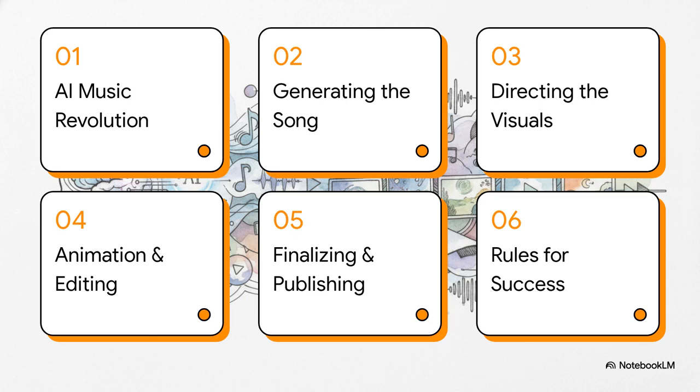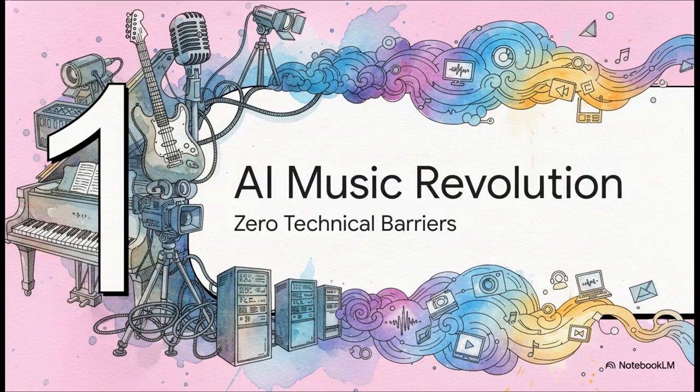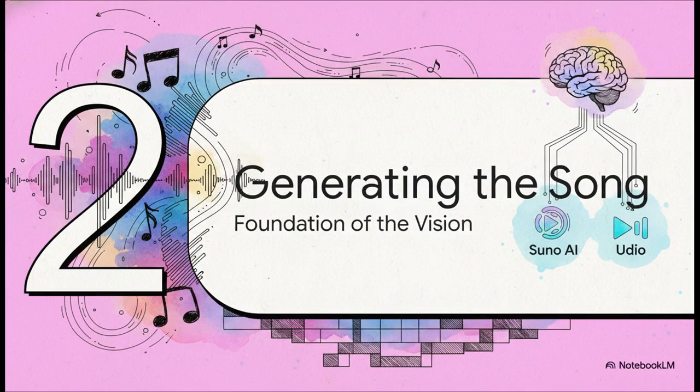Okay, let's dive into this pipeline. We'll start off with the AI music revolution, move into generating the song, and then directing the visuals. After that, we'll tackle animation and editing, finalizing and publishing, and wrap the whole thing up with some absolutely essential rules for success. Section 1. The AI Music Revolution. High quality, zero barriers. Section 2. Generating the song, the foundation of the vision.